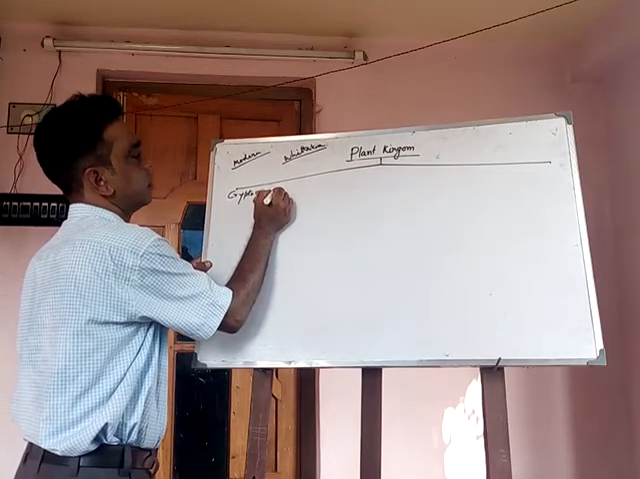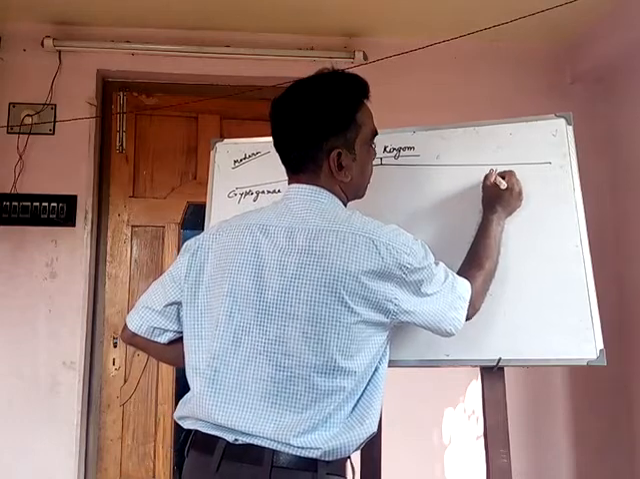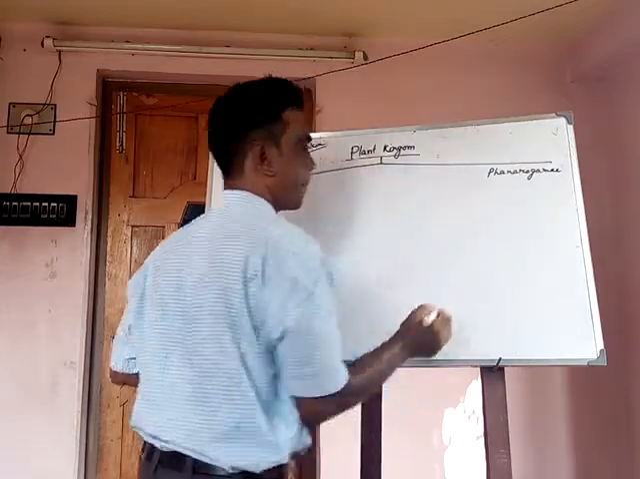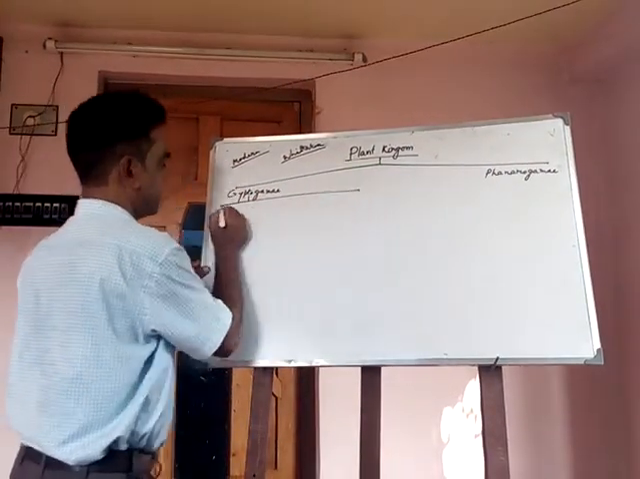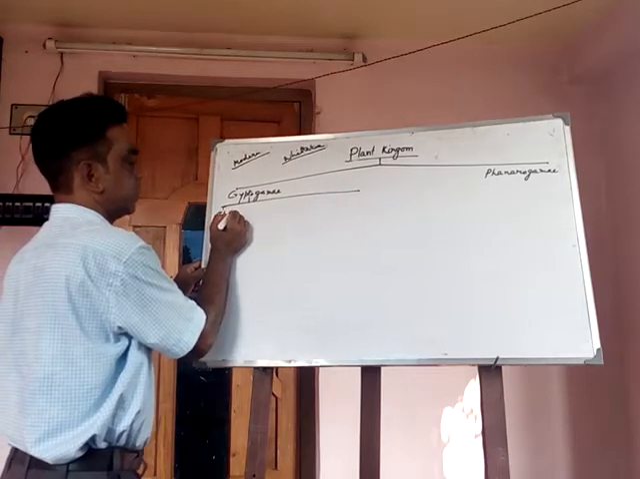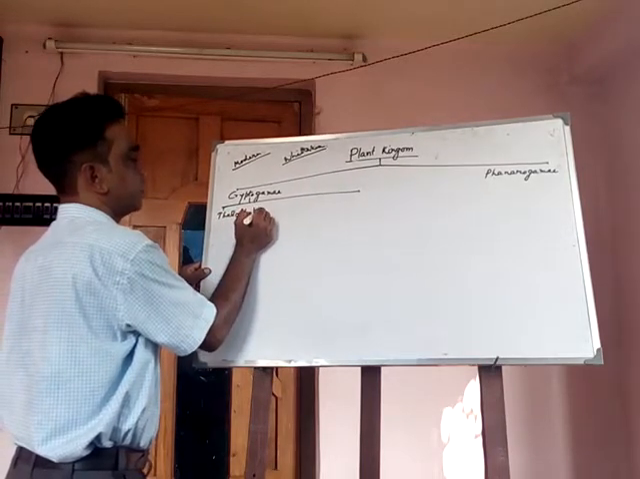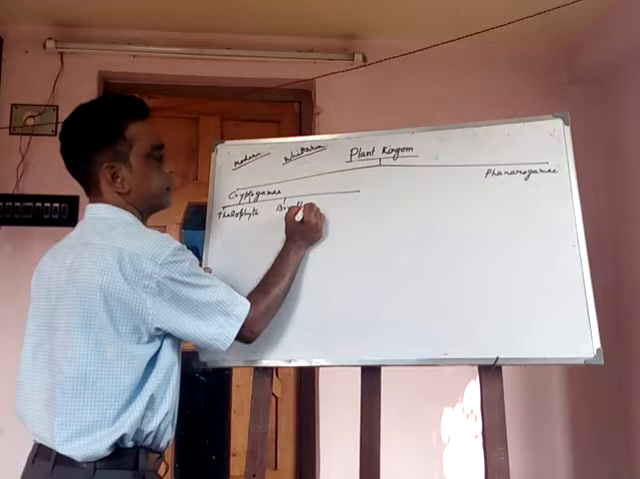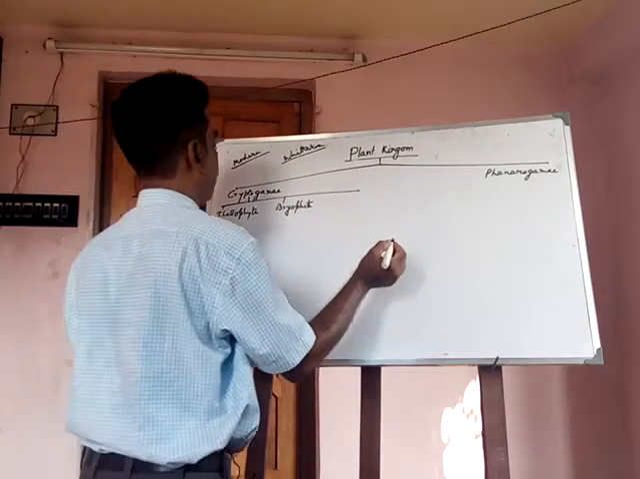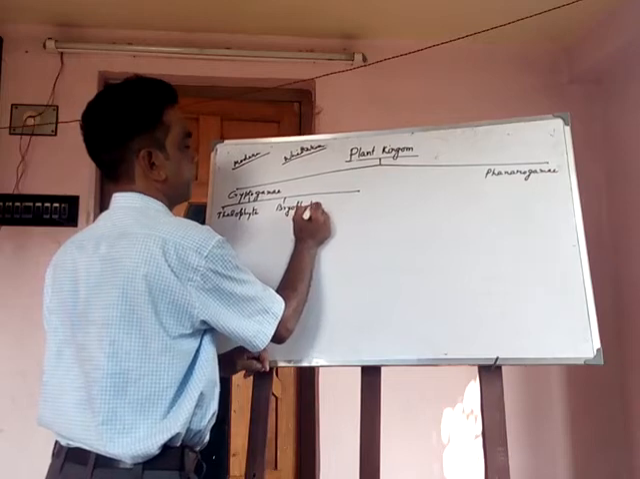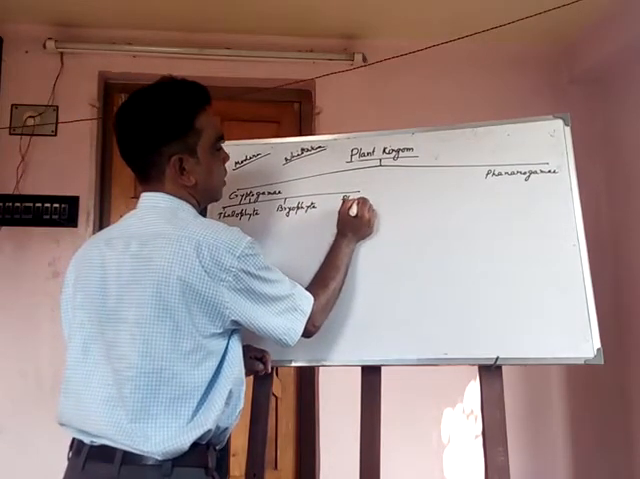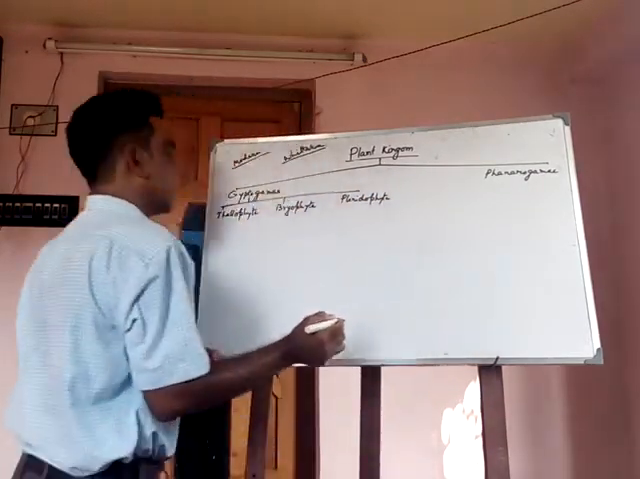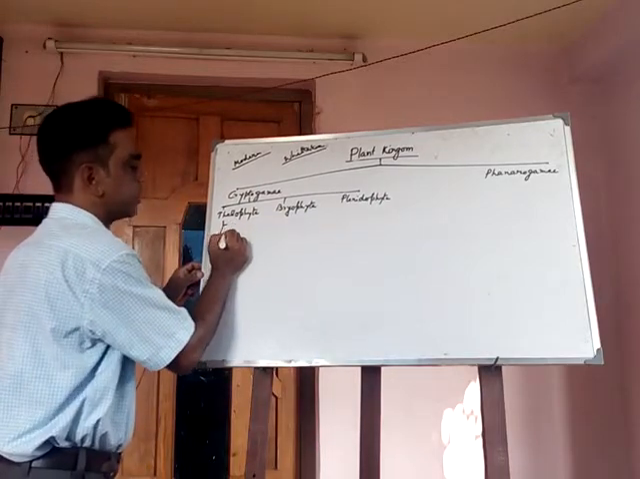cryptogamy and phanerogamy. Cryptogamy has three types: Thallophyta, Bryophyta, and Pteridophyta. Thallophyta is of two types, that is algae and fungi.